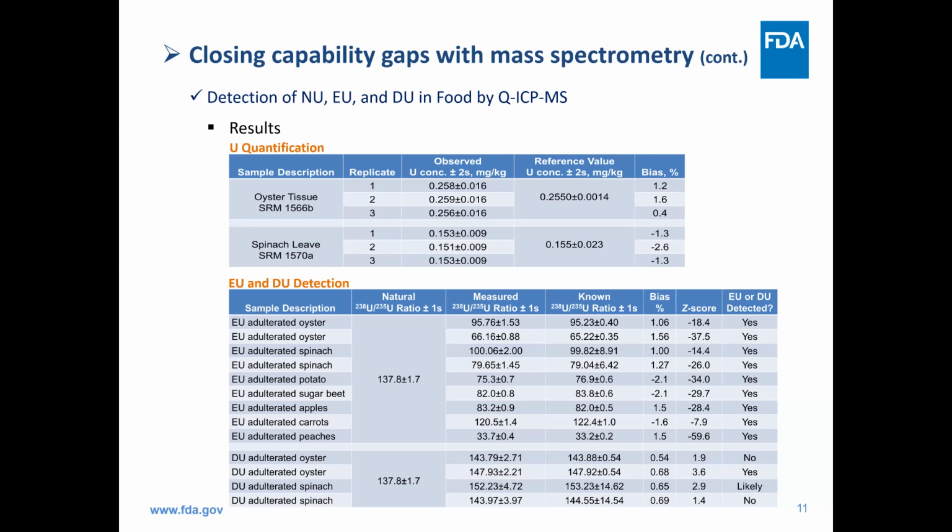By comparing the measured sample 238 to 235 ratios against the natural ratios, you can easily tell if the food contains either enriched or depleted uranium.